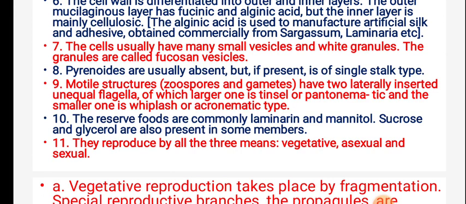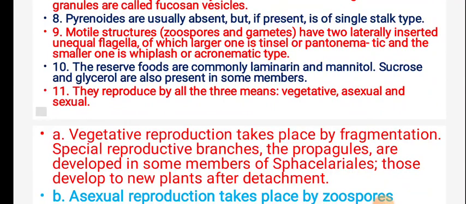So you remember here pantonematic and acronematic. The larger is the tinsel and the smaller is the whiplash type. That is the horsetail type, so it is called whiplash. Then the reserve foods are commonly laminarin and mannitol. Sucrose and glycerol are also commonly present in some members.